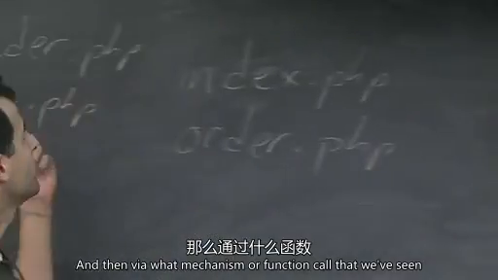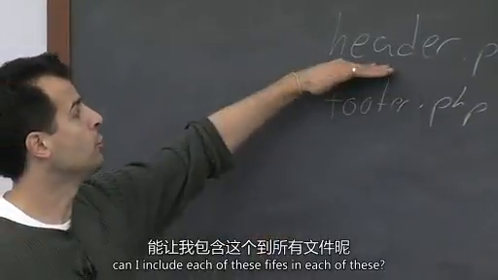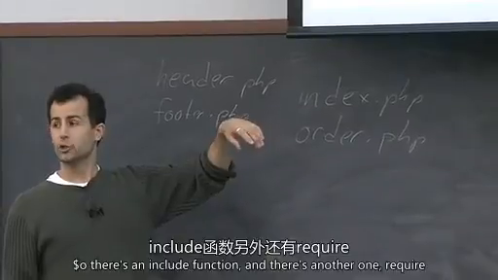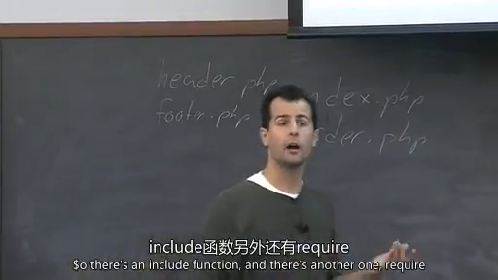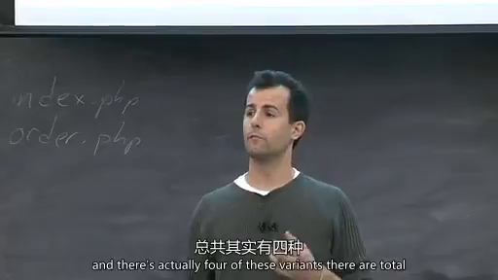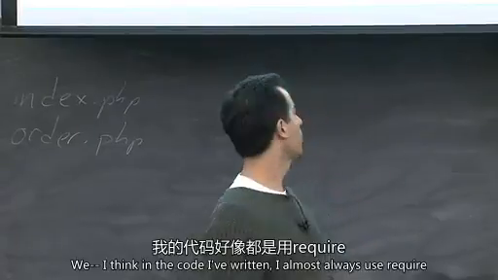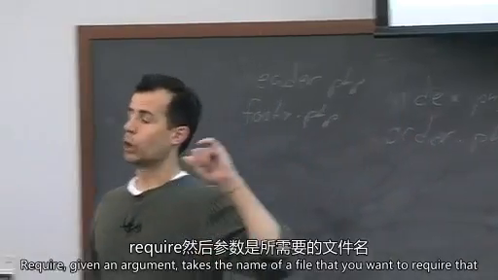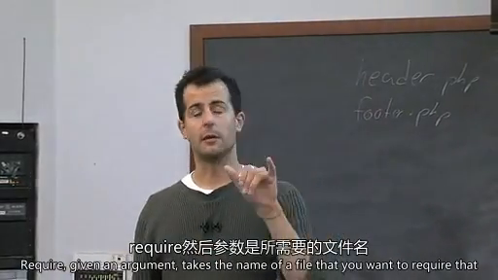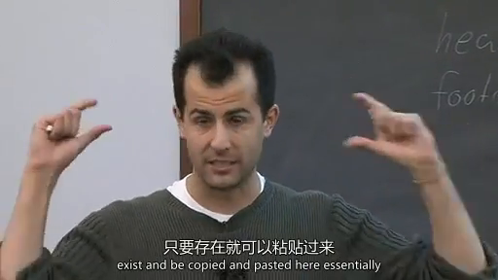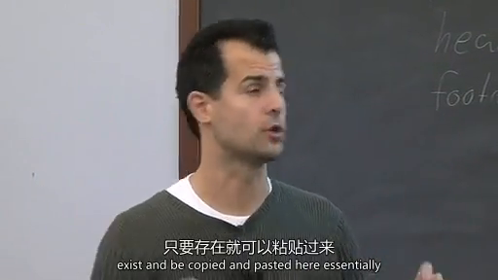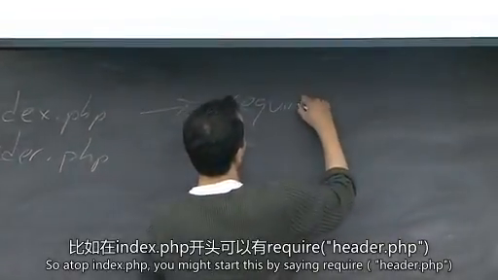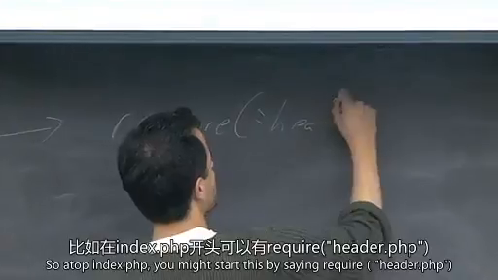And then via what mechanism or function call that we've seen can I include each of these files in each of these? So there's an include function and there's another one, require, and there's actually 4 of these variants total. I think in the code I've written I almost always use require. Require, given an argument, takes the name of a file that you want to require exist and be copied and pasted here, essentially. So in a top index.php, you might start by saying require quote unquote header.php.